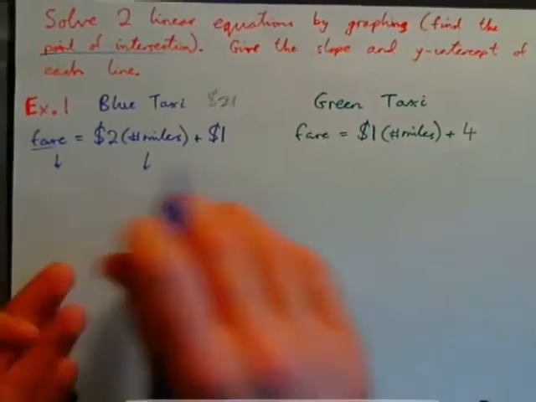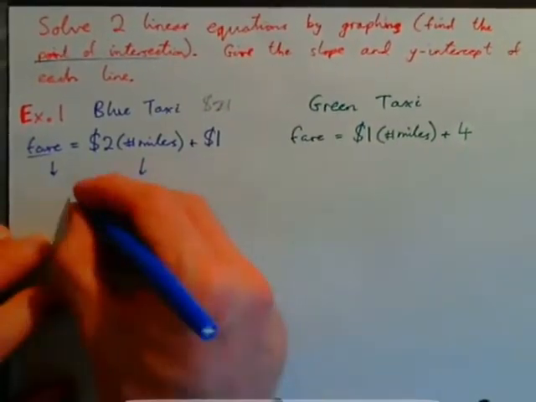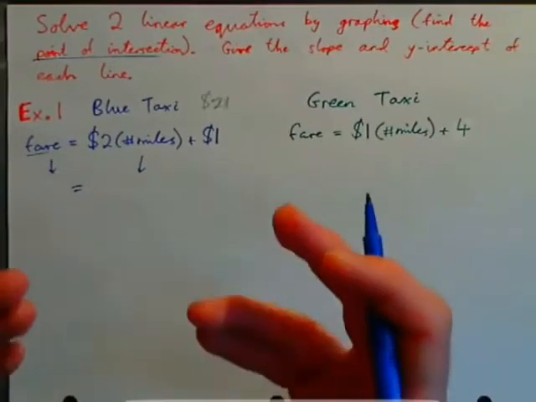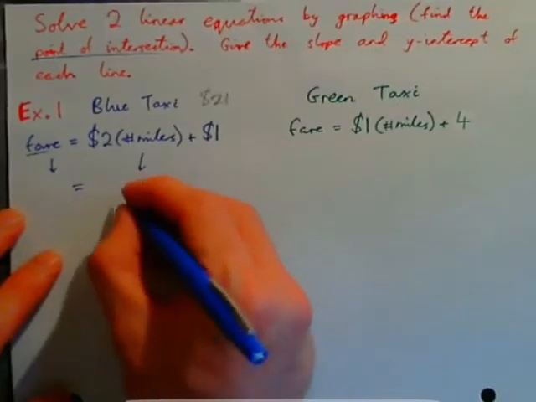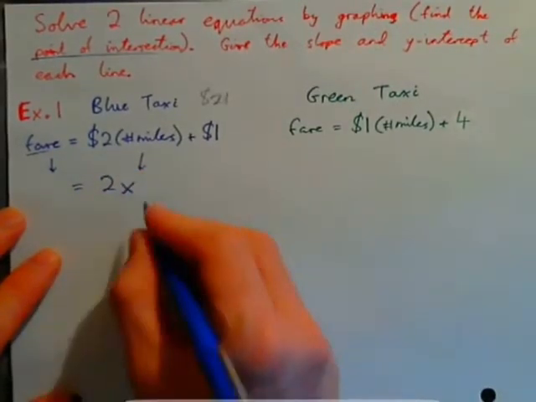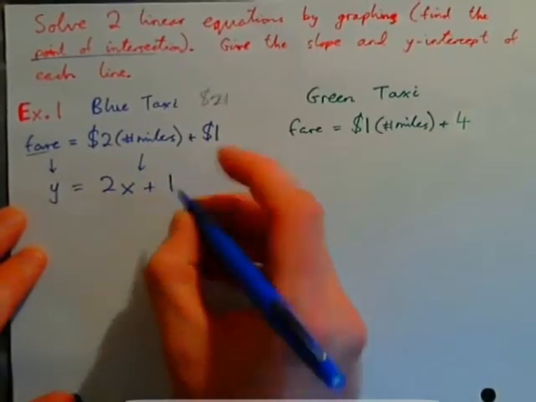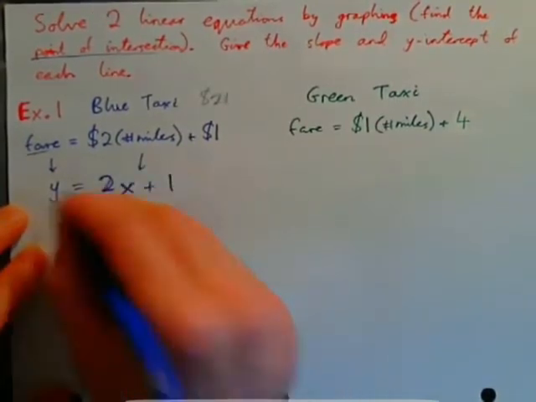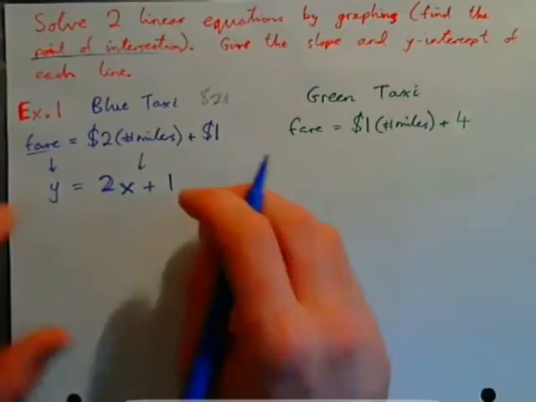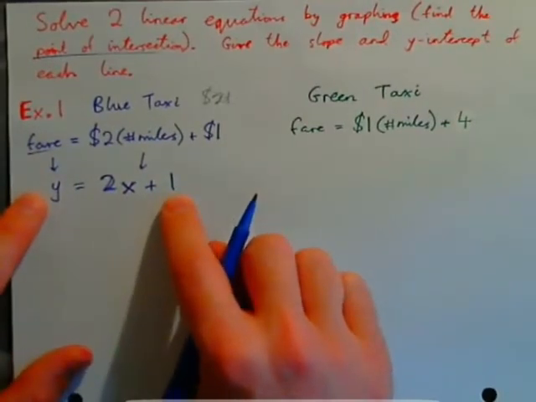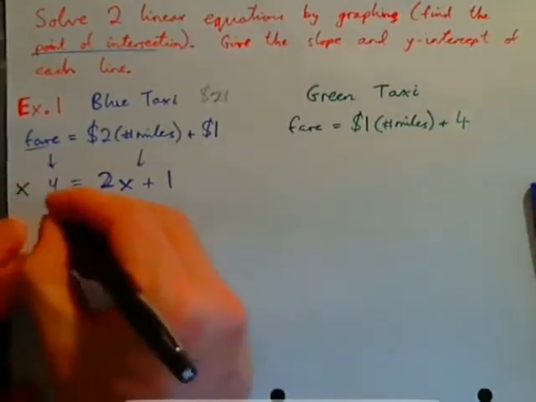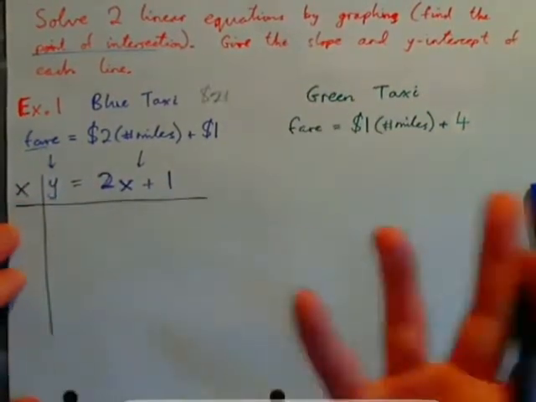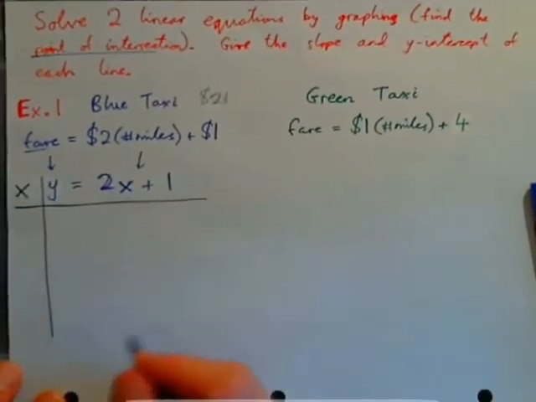So, what's the input, what's the output? Well, miles comes first. You have to know your miles and then you can calculate your fare. So you input your number of miles and then you can calculate your fare, the output. So the miles is the input x and the fare is the output y. So I have a linear equation y equals 2x plus 1. And to graph this, I simply need to make a table. I make an XY table. It takes time, and you need to take the steps, but it can be done.